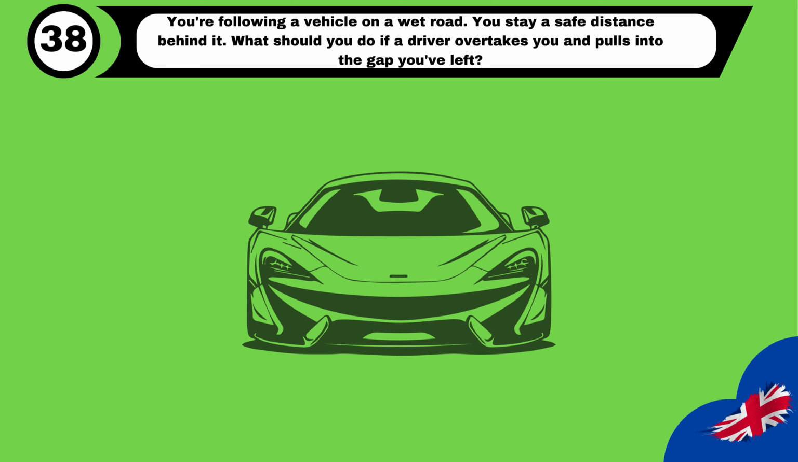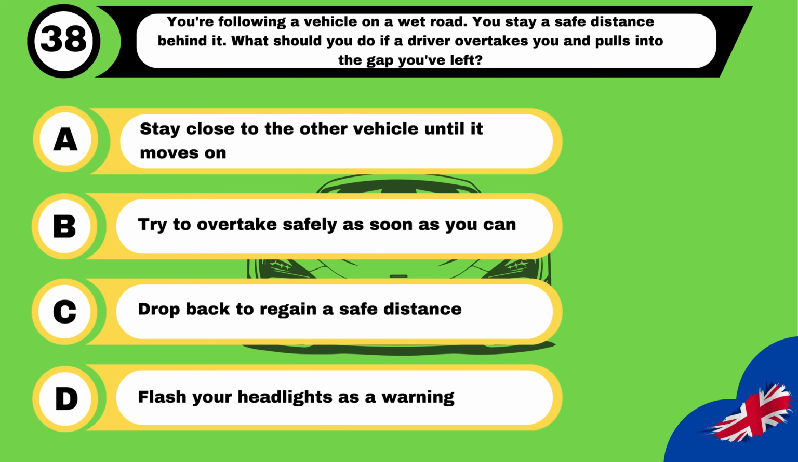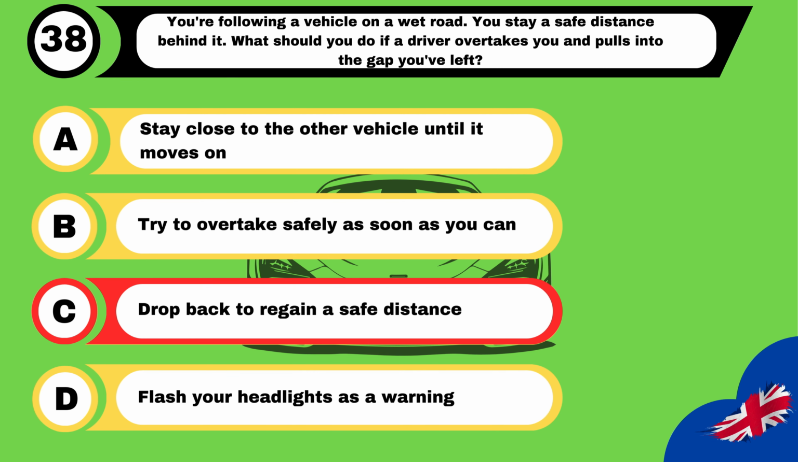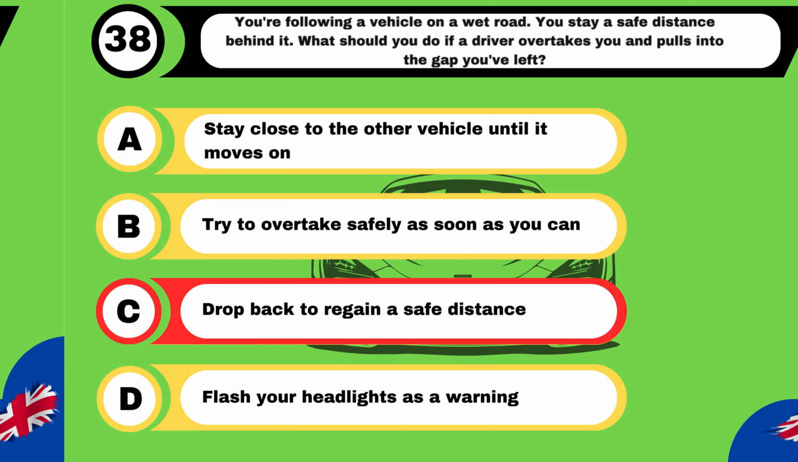Question 38. You're following a vehicle on a wet road. You stay a safe distance behind it. What should you do if a driver overtakes you and pulls into the gap you've left? A. Stay close to the other vehicle until it moves on. B. Try to overtake safely as soon as you can. C. Drop back to regain a safe distance. D. Flash your headlights as a warning. The answer is C. Drop back to regain a safe distance.